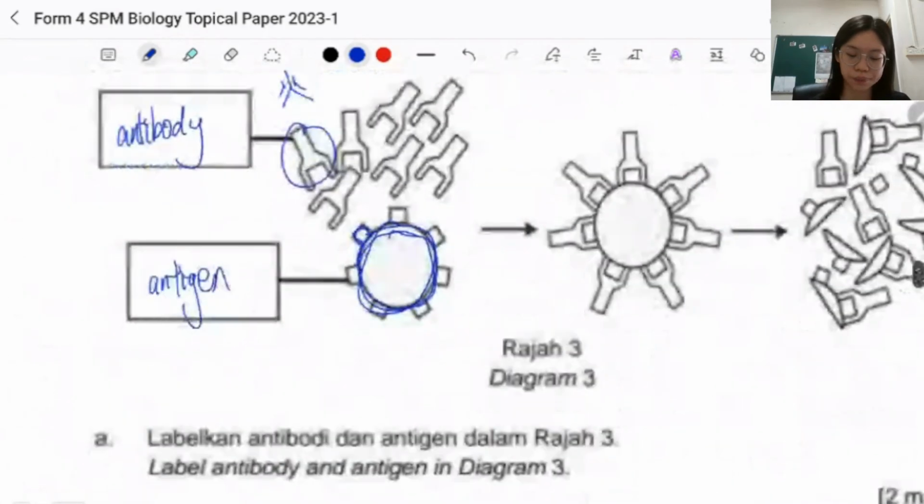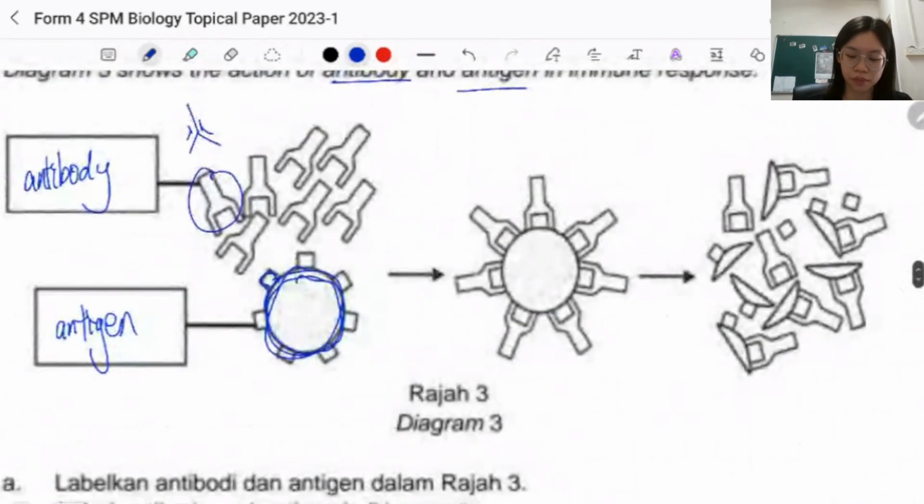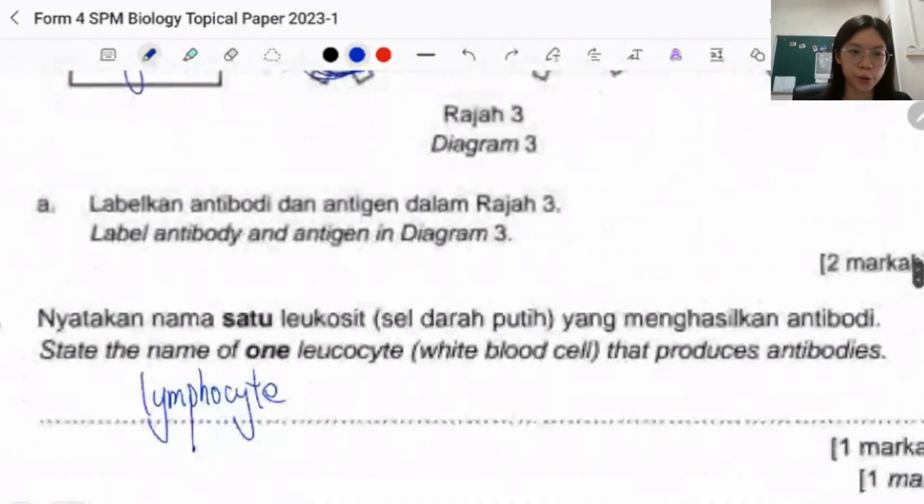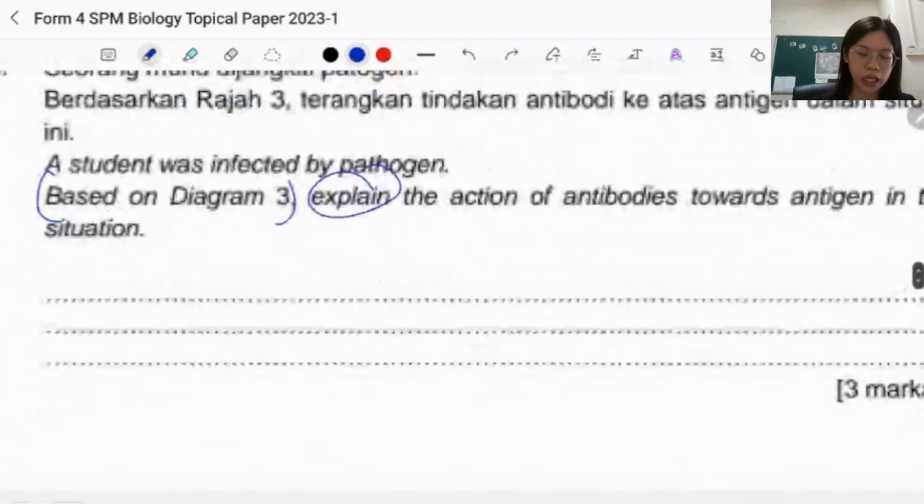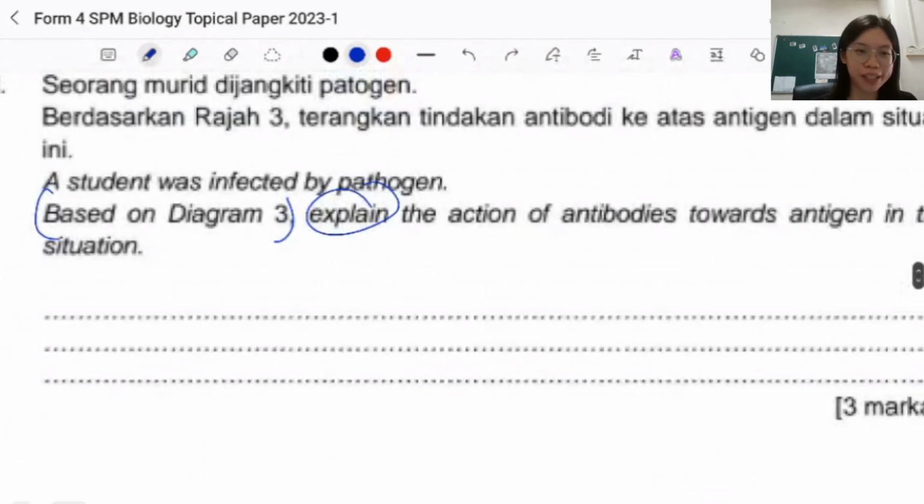So right here, they basically bind to it and then they will break it, right? You can see lysis occur. They broke it in the end. So how are you going to explain it?